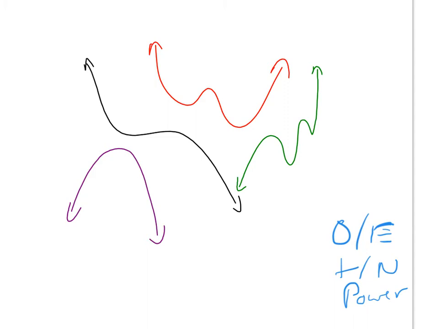Okay, looking at the purple one, this is going to be even, because both end behaviors are the same. They both go down, so therefore it's negative. And this only has one max or min, so therefore it is at least a second power function. It could be as low as 2.